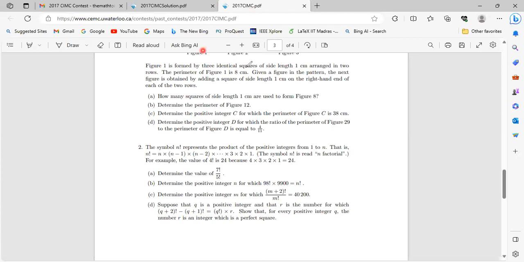The symbol n factorial represents the product of the positive integers from 1 to n. That is, n factorial equals n times n minus 1 times n minus 2 times all the way to 3 times 2 times 1. The symbol is read n factorial. For example, the value 4 factorial is 24 because 4 times 3 times 2 times 1 equals 24. Determine the value of 7 factorial over 5 factorial.